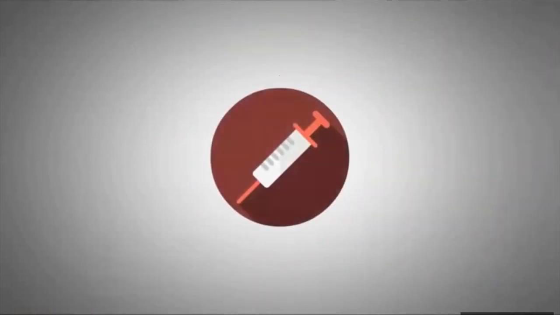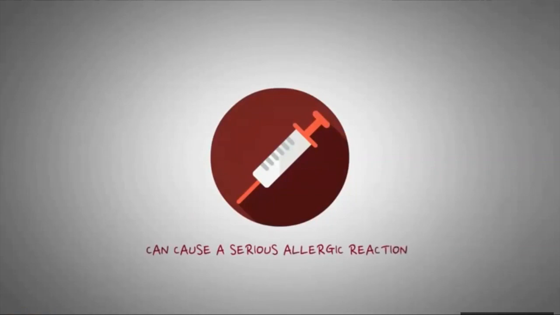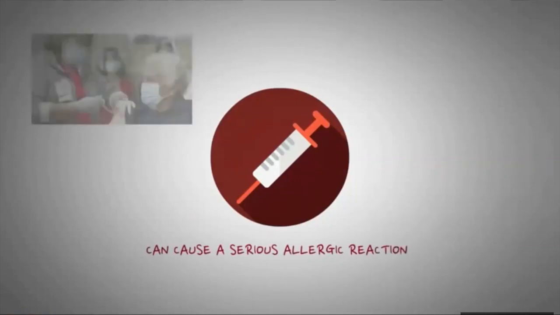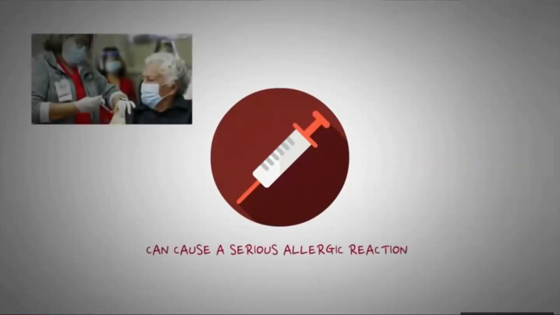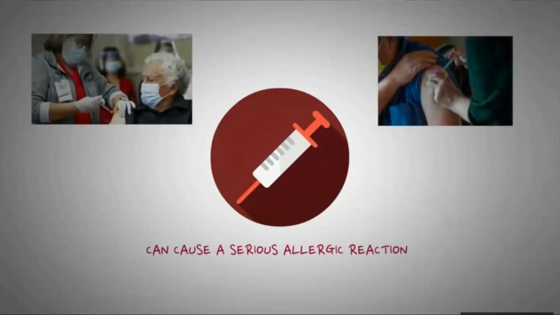So, there is a remote chance that the COVID-19 vaccine can cause a severe allergic reaction. A severe allergic reaction would usually occur within a few minutes to 1 hour after getting a dose of the COVID-19 vaccine. For this reason, your vaccination provider may ask you to stay at the place where you received your vaccine for monitoring.